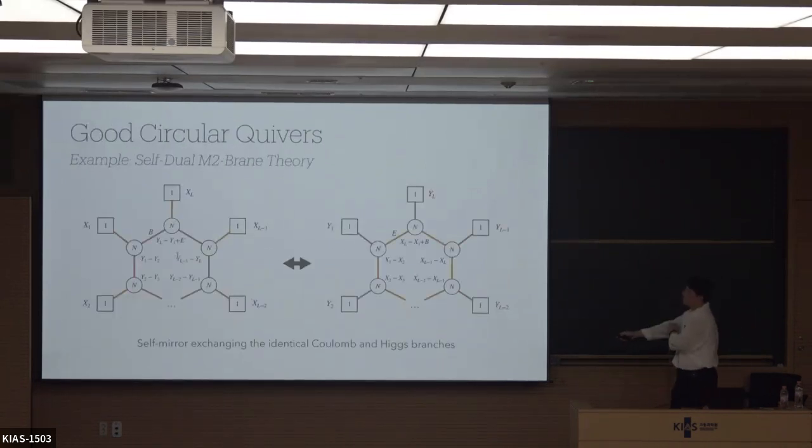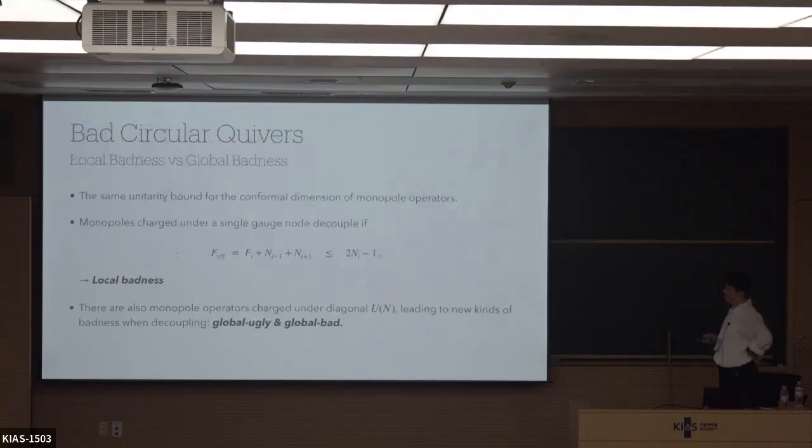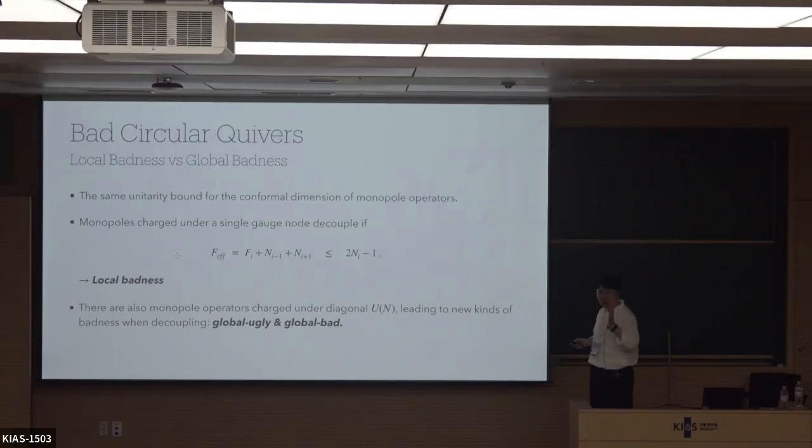Okay. So this is an example of good circular quivers, and then let's move on to the bad case. As I briefly mentioned, for bad circular quivers, we have two types of badness: local badness and global badness. Firstly, for local badness, that is due again to the violation of the unitarity bound due to the monopole operator charged on the specific gauge node. The same unitarity bound for the conformal dimension of monopole operators still holds.